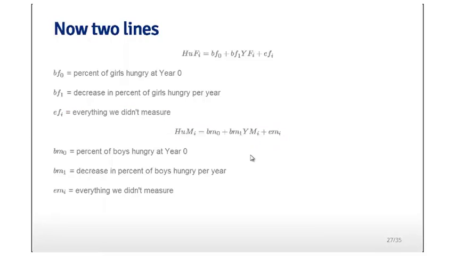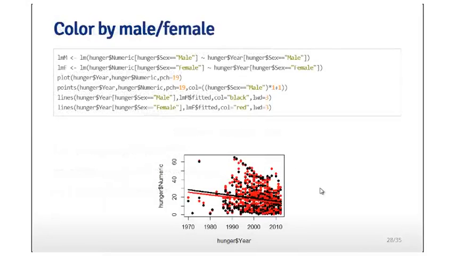I know it's a little bit confusing notation, but HU is for the hungry, M for male. B0 is always intercept, B something 1 is always slope, Y something is always year, and E something is always epsilon. So what we're saying now is we could try to have these two models, one line for girls and one line for boys.